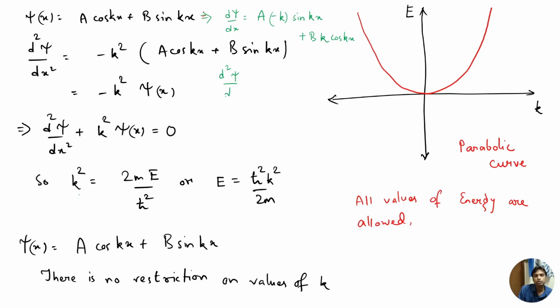d2 psi over dx square. So a times minus k sin kx; the derivative of sin kx is k cos kx, plus b k cos kx. Now the derivative of cos kx is minus k sin kx, so here minus comes. So k into k, minus k square, and here also minus k into k, minus k square. And what you have here is a cos kx plus b sin kx.